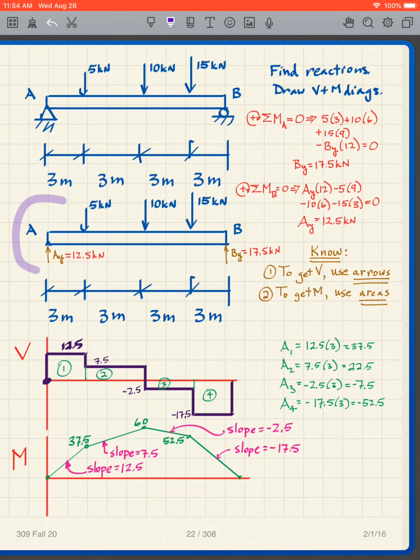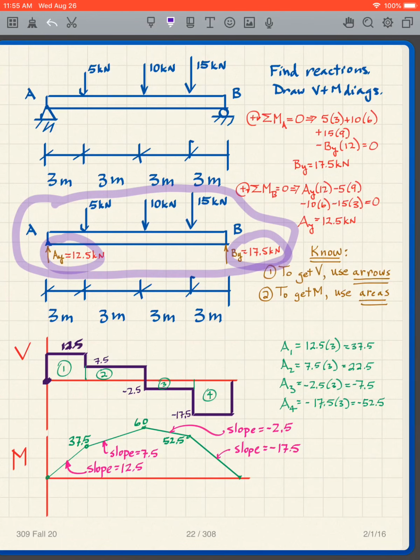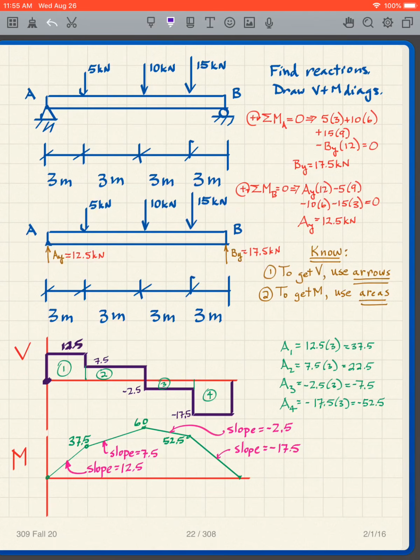And just as a check, I look at it, and what do I find? I have the sum of these two, which is 30 kilonewtons going up. I have the sum of these three, which is 30 kilonewtons going down. So I have that up equals down, and that gives me confidence that I have the right answer.